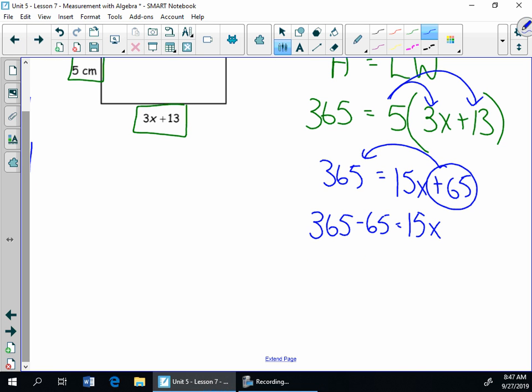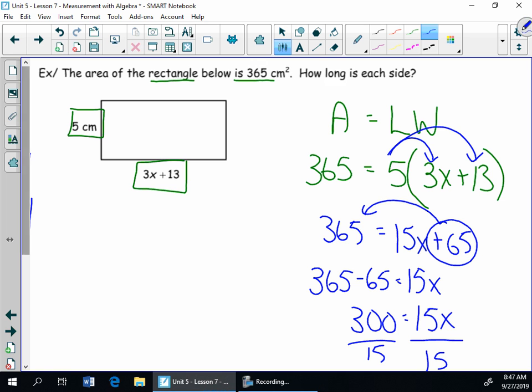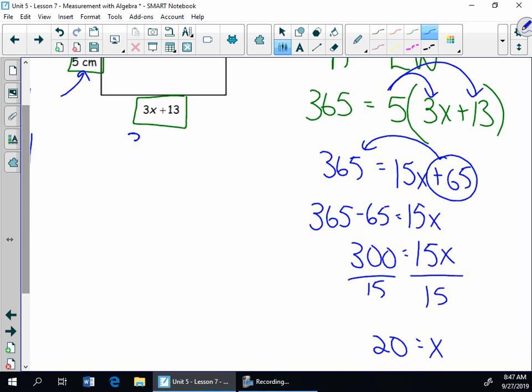So 365 minus 65, that's a nice one, that's just 300. I don't want 15 x's, I want just an x. Whatever I do to one side, I do to the other, and hey, x is 20. What was the question? Do I want to know what x was? No, I want to know how long each side is. Well, we already know one side. One side's 5. Told us that one. The one I didn't know was made up of 3 x's and then 13. So 3 x's and then 13. So I got 60 plus 13. Hey, this side must be 73 centimeters long.